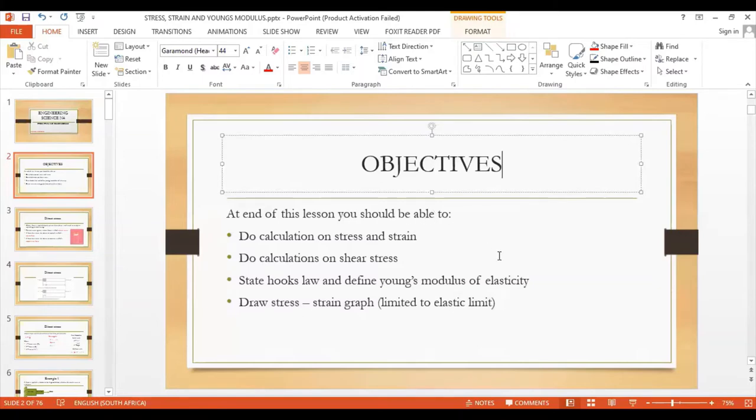At the end of this lesson, ladies and gentlemen, we should be able to do the calculation of the stress and strain, do calculations on shear stress, state Hooke's law and define Young's modulus of elasticity. We should also be able to draw a stress and strain graph that is limited to the elastic limit.